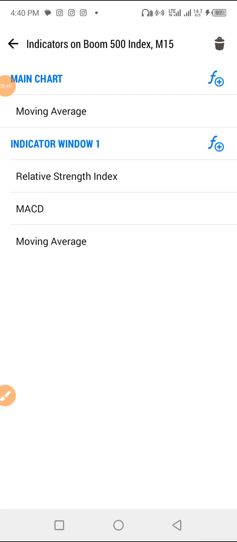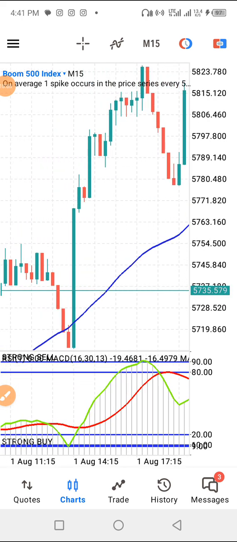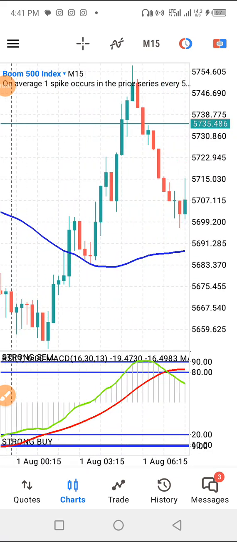So by this we are through. So you can go back to your main chart and see the settings. Now when you come to your main chart, you can use any time frame of your choice, but the higher the time frame, the stronger the signal.